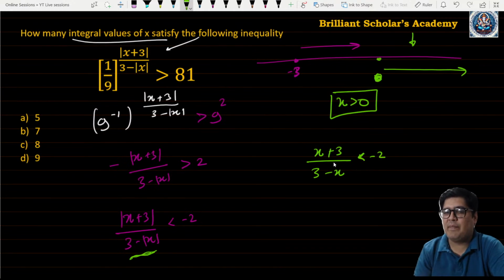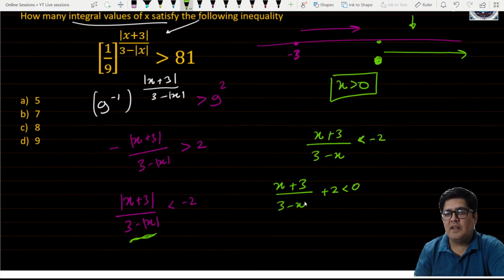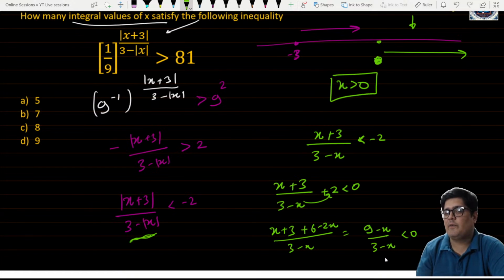I will rearrange it. I'll bring it on the left side. I will have to clean the screen. I have a finite space that I'm working with. Now if I solve this, this will go above. It will become -2. So x plus 3 plus 6 minus 2x upon 3 minus x. So that gives me 9 minus x upon 3 minus x below 0.